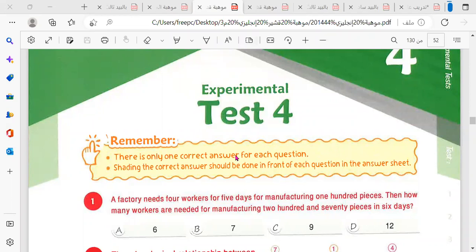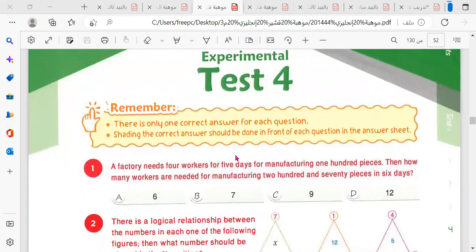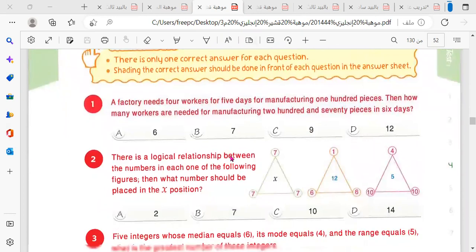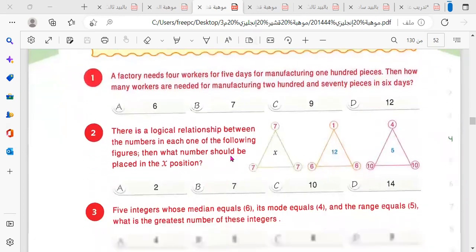Now we want to solve test number 4, the first question with Fajr. Okay, Fajr, can you read the first question, please?